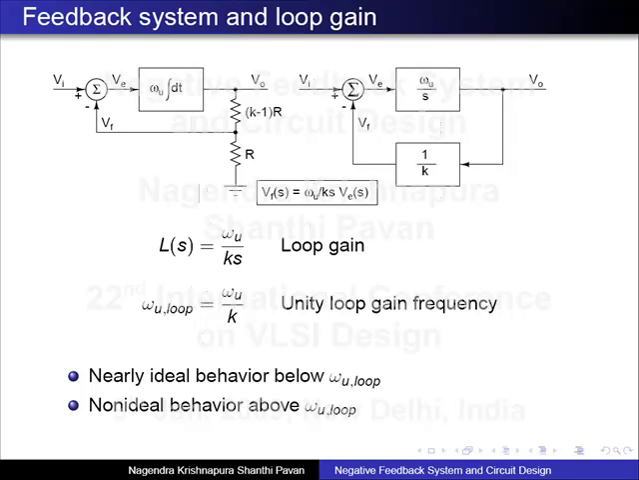So in this case, what is the loop gain? Let's say I break the loop here, and I apply something, and I have these two blocks. I'm not going to write it down because it's so simple. I get omega u by s times 1 by k. That's what comes back, right? G is omega u by s and H is 1 by k. So L is omega u by ks.